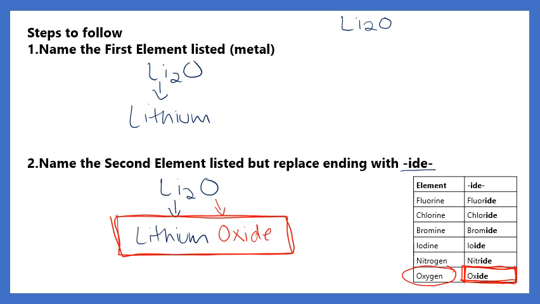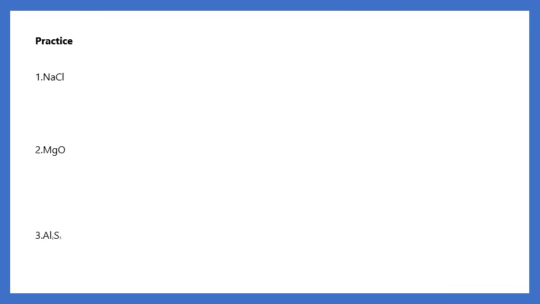There you have it. That's how you name group 1 and group 2 metals with a nonmetal. You name the first element, which is typically the metal listed, and then you name the second element with its "ide" ending. So fluorine becomes fluoride, chlorine becomes chloride, bromine becomes bromide, iodine becomes iodide, nitrogen becomes nitride, and oxygen becomes oxide. Okay, nice. Now let's practice.